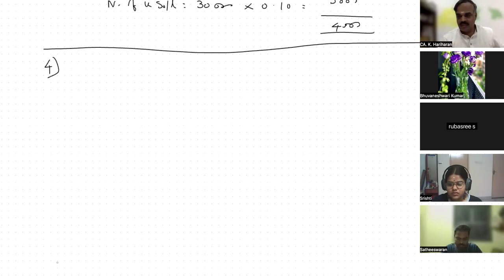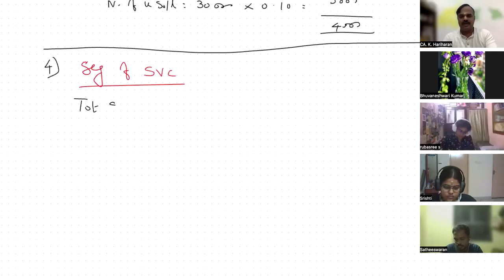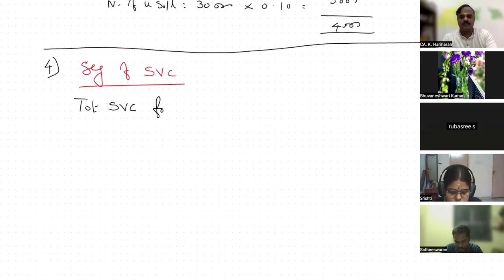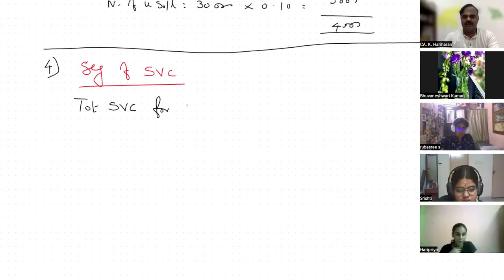So if it is a semi-variable cost, you have to segregate it into variable cost separately and fixed cost separately. The requirement of the question is how much the variable cost is. Now, segregation of semi-variable cost. Total semi-variable cost for how many hours? Any hours will give the same answer. 14,500.